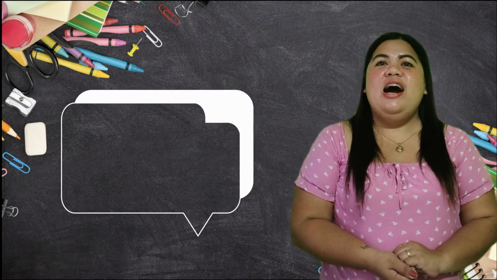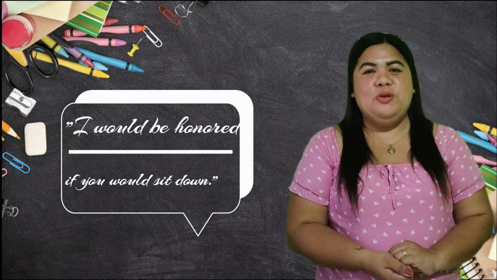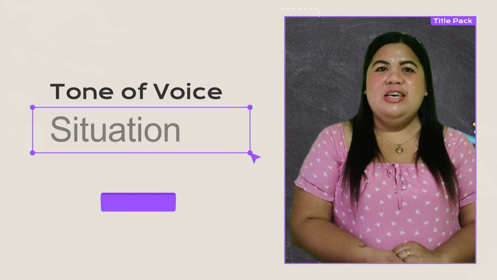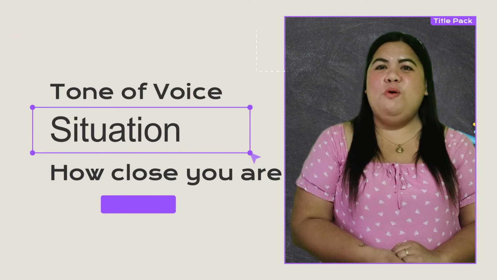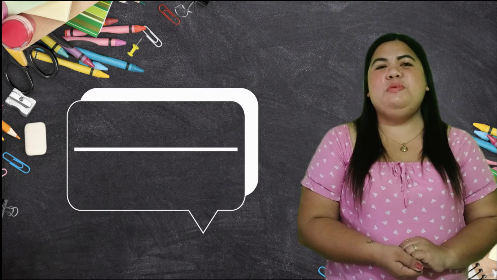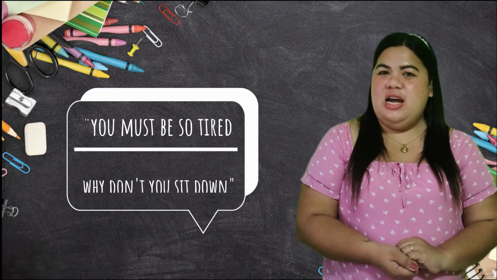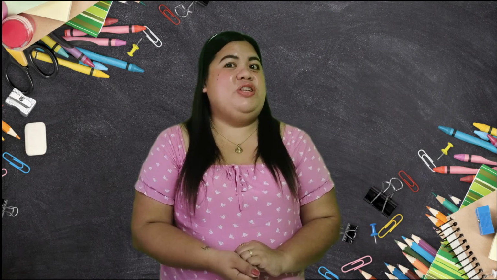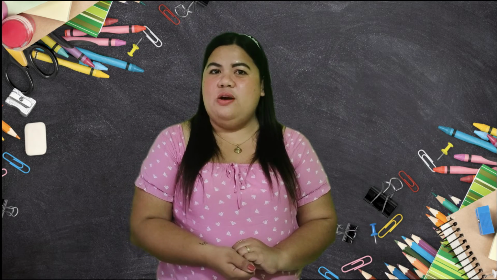If you say, I would be honored if you would sit down, you are signaling great respect or great sarcasm, depending on your tone of voice, the situation, and what you both know about how close you really are. If you say, you must be so tired, why don't you sit down? You are communicating either closeness and concern or condescension. Each of these ways of saying the same thing, telling someone to sit down, can have a vastly different meaning.